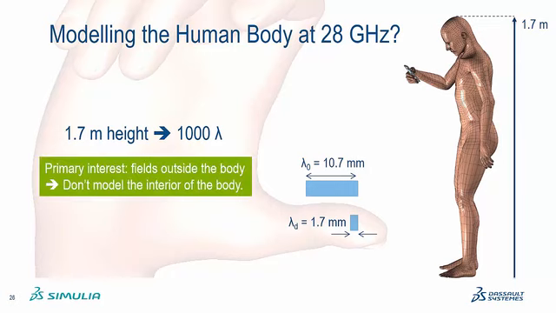And the approach to use, because we're not that interested in the fields inside the body, as we saw earlier, the fields don't really penetrate inside, is that we can effectively not model the interior of the body. So we can make that, for example, a perfect conductor and model that just with a coating around the outside, which has the properties of skin.